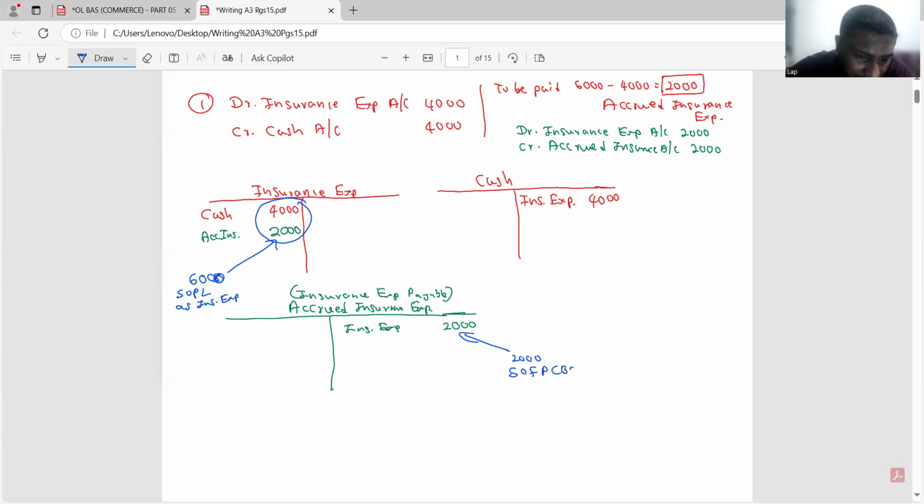That means the balance sheet, under current liability. In the income statement there is a 6000 expense. In the balance sheet, under current liability, you have a liability called insurance expense payable. If not accrued insurance expense, you have to pay that 2000. Until you pay it, it's a liability for you.